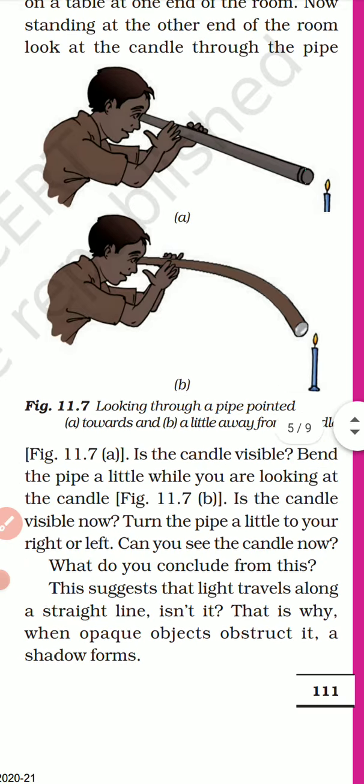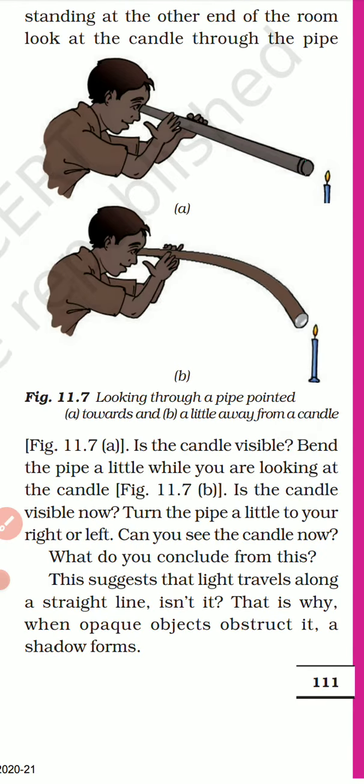Okay, so is the candle visible? Bend the pipe a little while you are looking at the candle. Is the candle visible now? So once you keep the pipe straight and see the candle. Then you bend the pipe and again try to see the candle. But when you bend the pipe, are you able to see the candle? No. So turn your pipe to your left or to your right, okay, and can you see the candle now? So you have to try it, whether you are able to see the candle or not.